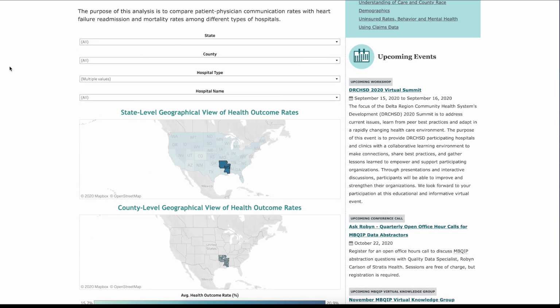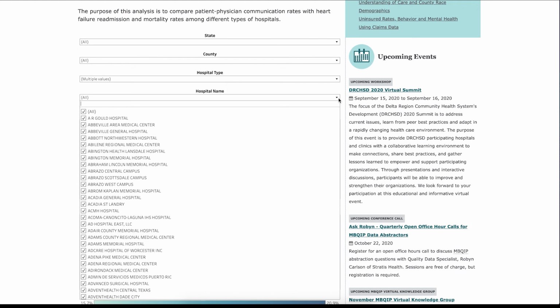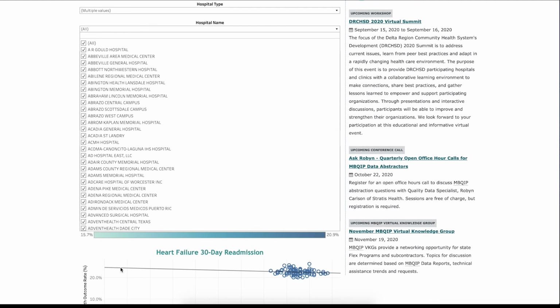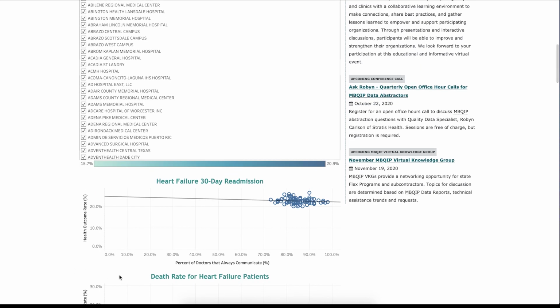We encourage you to explore these data, perhaps selecting the type of hospital or retrieving your hospital name to evaluate where and to what degree the percent of doctors that always communicate may influence health outcome rates.